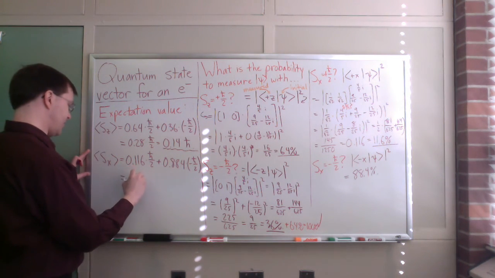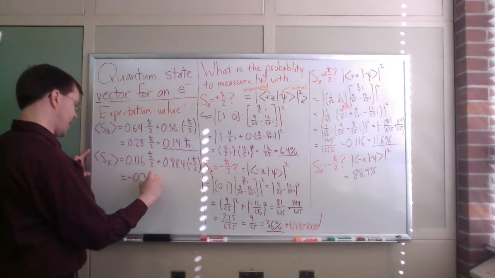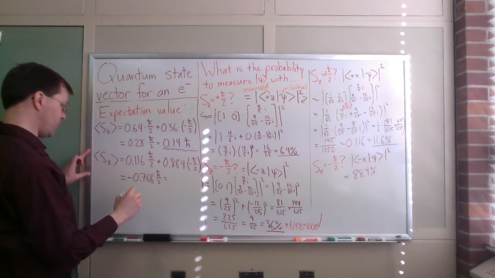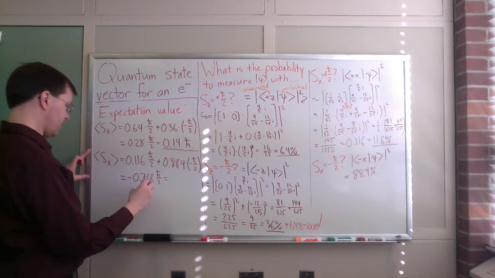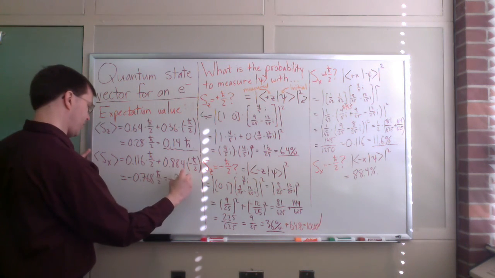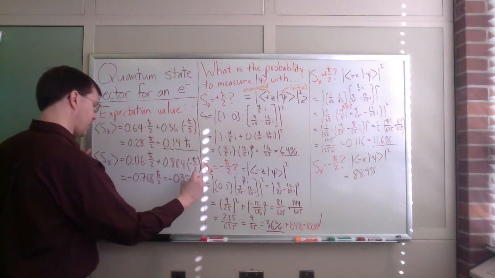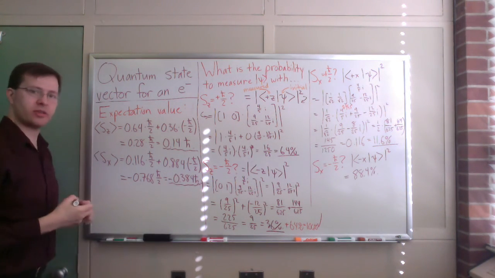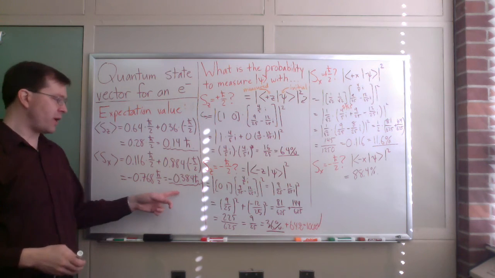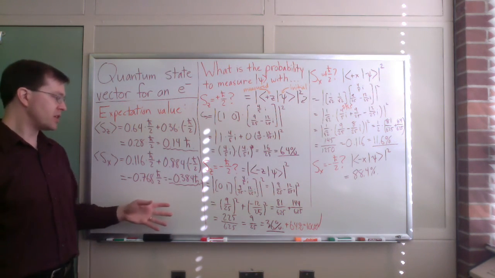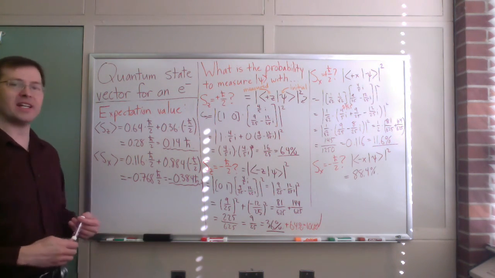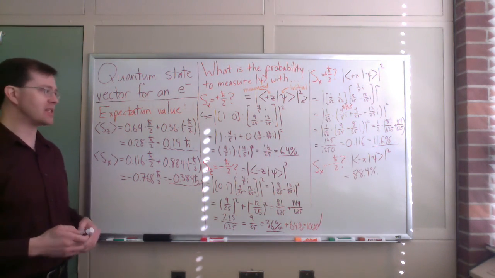And let's see, that gives negative 0.768 times h bar over 2, which I can divide by 2, negative 0.384 h bar. That is my expectation value here. So this time I have something that's almost minus 0.5 h bar. It's pretty close to being all in the minus h bar over 2 direction. And that's what I'm looking for. That's how I find an expectation value based on these things.